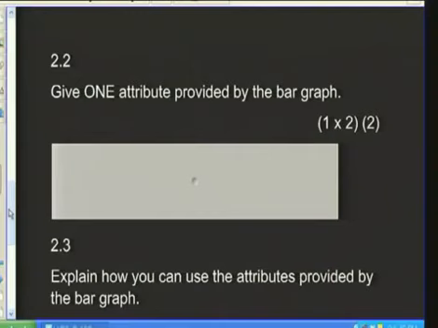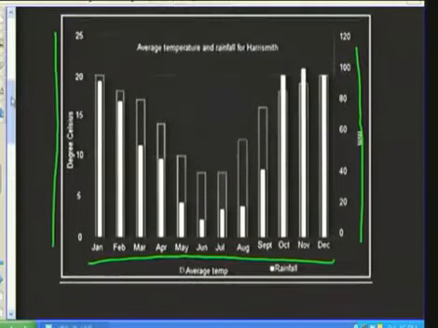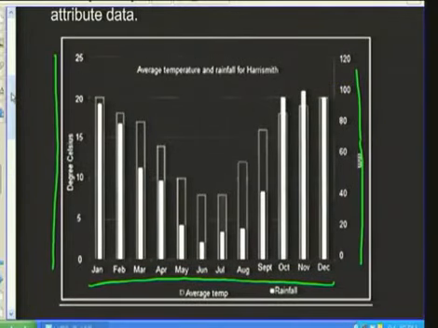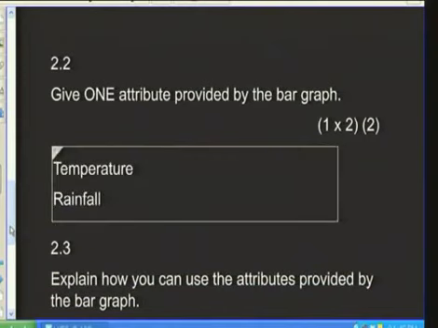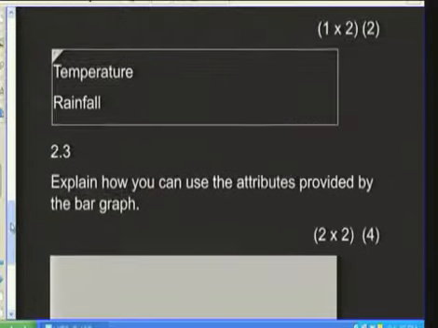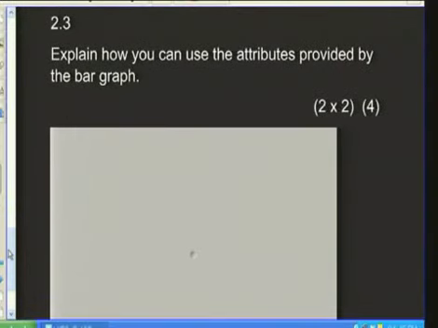Question 2.2. Give one attribute that is provided by the bar graph. Well, very straightforward. If you look at the bar graph, you're looking at rainfall or temperature. That's the information that's coming across out of the graph. So those are our attributes or characteristics that we're dealing with: temperature and rainfall. And then question 2.3 says, explain how you can use the attributes provided by the bar graph.